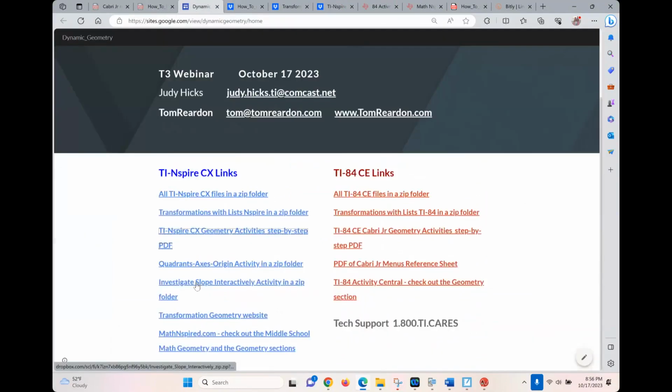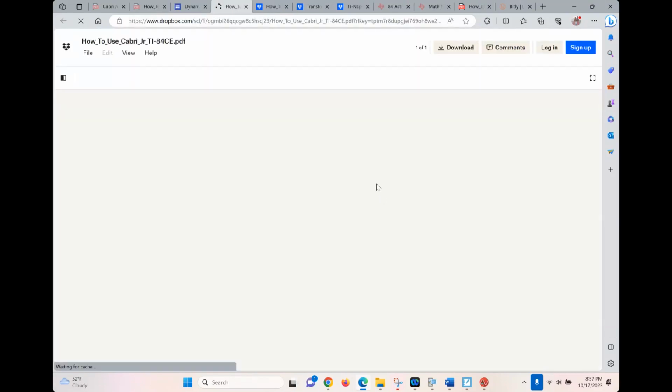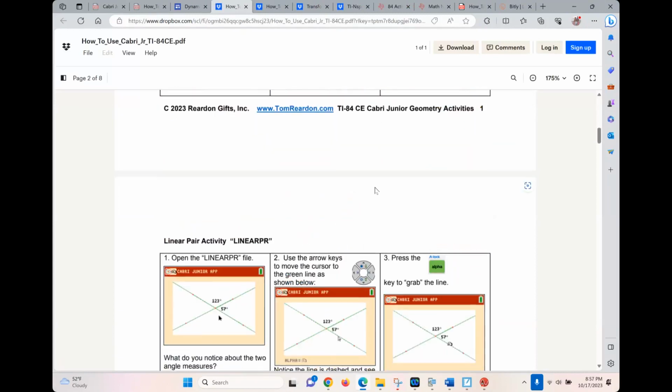A couple other things I didn't get to. The transformation geometry website's there. Math-Inspired is there. And then same thing for the 84. All the 84 files in a zip. Transformation with lists in a zip folder. The Cabri geometry activities, step-by-step PDF for that. Okay, so you've got all of those.